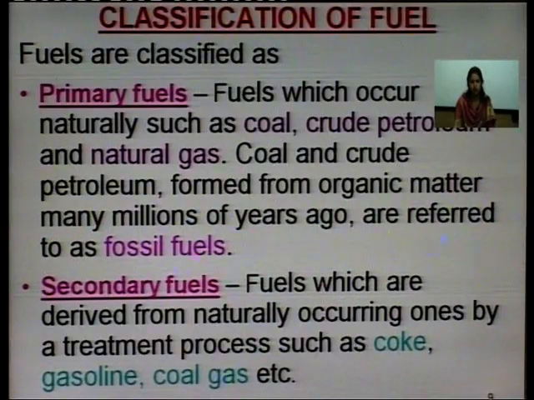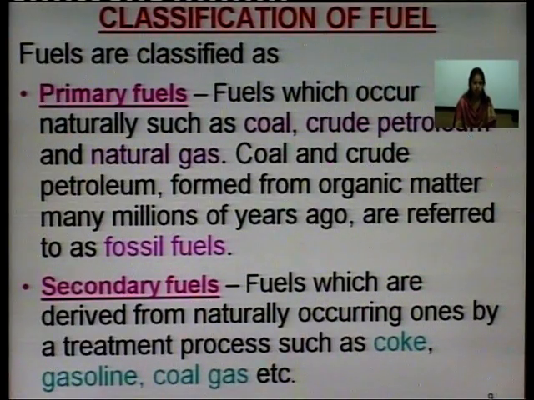Coal and crude petroleum formed from organic matter many millions of years ago, and they are referred to as fossil fuels. So, these coal and crude petroleum, which are the primary fuels, how are they formed? They are formed from organic matter. When the organic matter was buried under the earth millions of years ago, it was converted into fuels. So, these fuels are called fossil fuels.